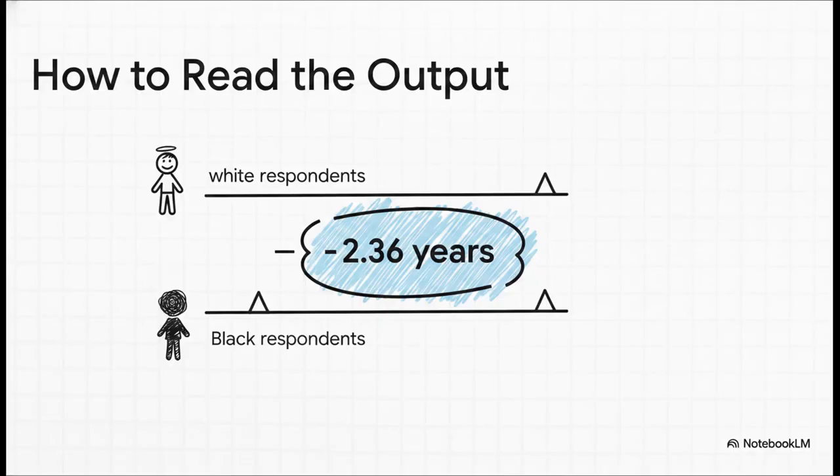Okay, so how do we read these numbers? Let's look at the coefficient for black_D. It's -2.36. What that means is, after controlling for everything else in our model, black respondents are predicted to have their first child 2.36 years earlier than our reference group, white respondents. See, the entire story is in that comparison.